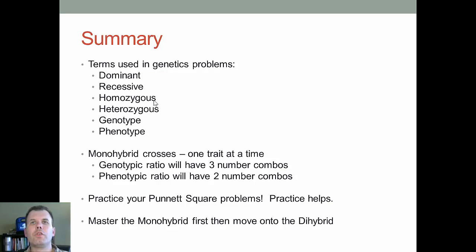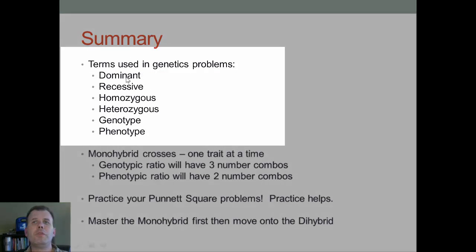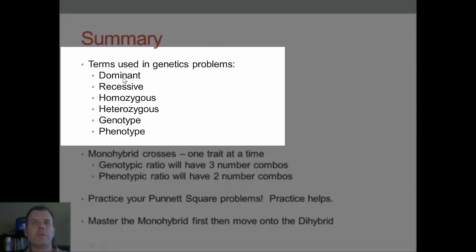To summarize, in terms of genetics problems, you need to know the difference between dominant and recessive. Dominant is the dominant gene, the one that's always shown. Recessive is the one that's hidden. Homozygous means that you have the same version of both genes. Heterozygous means you have two different versions of it. Genotype refers to the letters associated with it. Phenotype refers to what you look like.